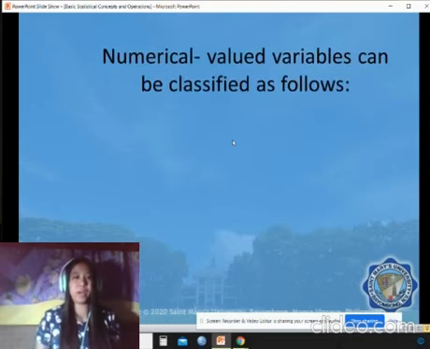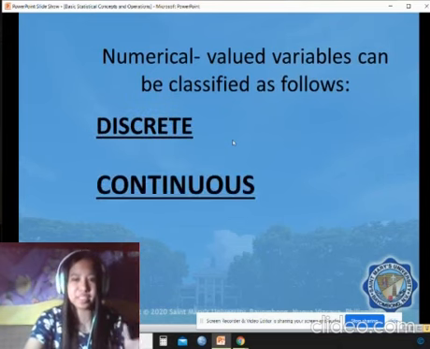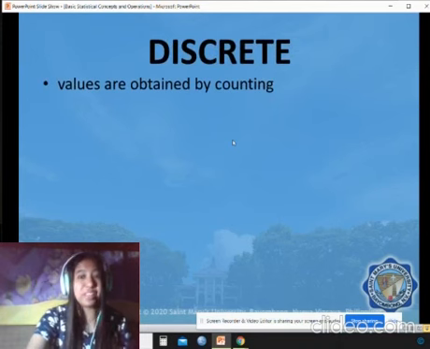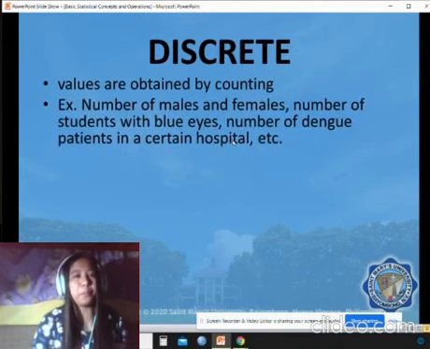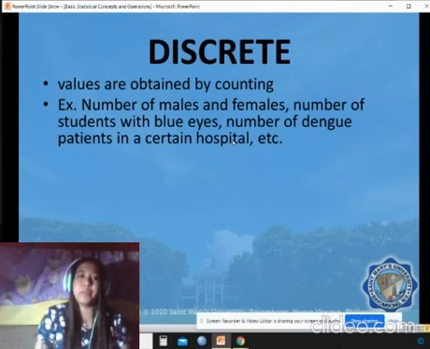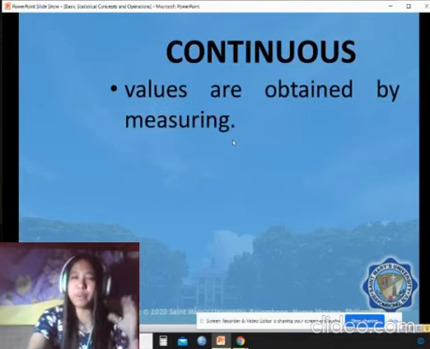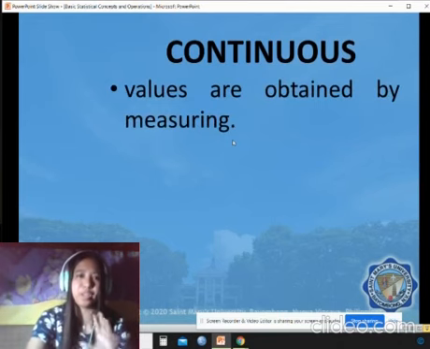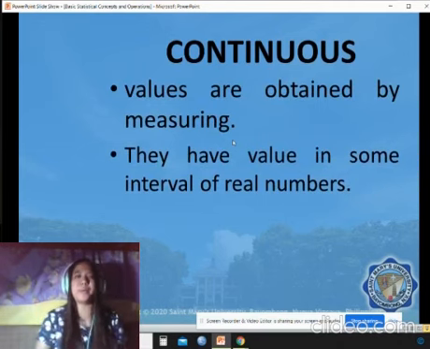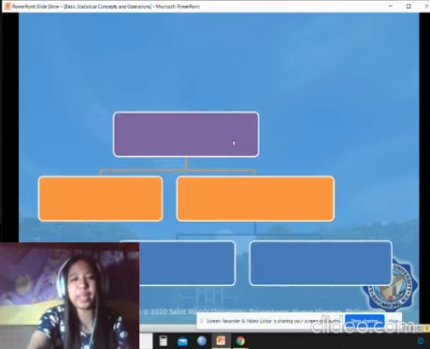So if the variable is a numerical variable, it can also be classified whether it is a discrete or continuous variable. It is a discrete variable if it is obtained by counting. So for example, number of males and females, number of students with blue eyes, number of dengue patients, and others. While if it is a continuous variable, the values are obtained by measuring. So they have values in some interval of real numbers, which means that it is possible to come up with a decimal number. So we have temperature, height, weight, distance.